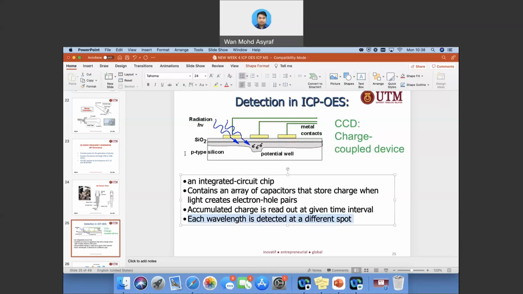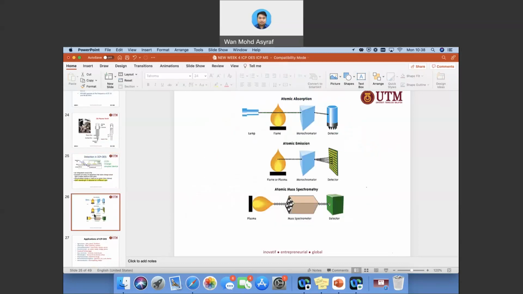So this is how a CCD detects the emission from your sample simultaneously. All right. So let's recap on the different types of schematic diagrams here. This is not a schematic diagram, but just an illustration showing you atomic absorption, atomic emission, and then atomic mass spectrometry after this.